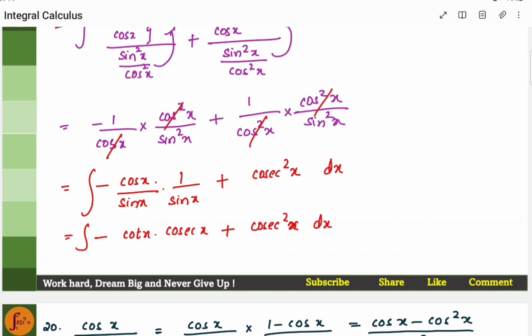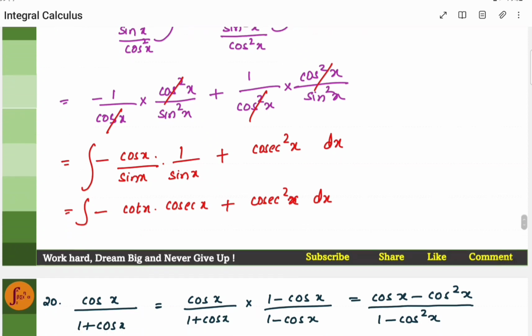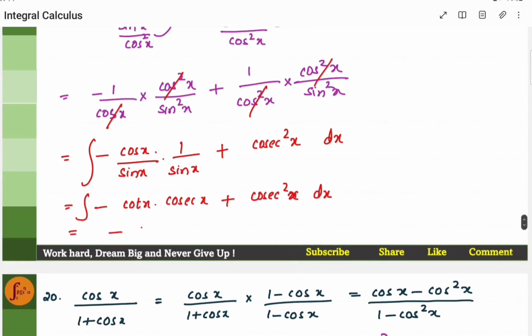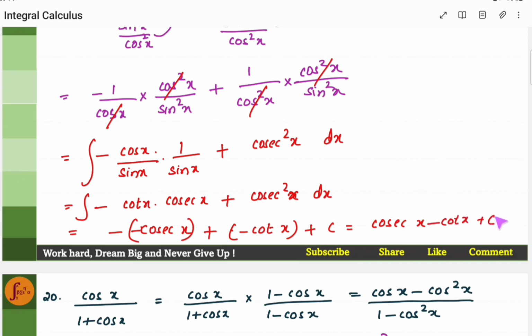What is integral of cot x and cosec x? It is minus cosec x. This is already minus here. Plus integral of cosec square is equal to minus cot x plus c. Now what is this? Cosec x minus cot x plus c. So this is the answer.